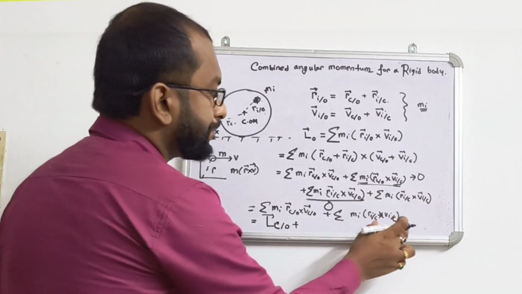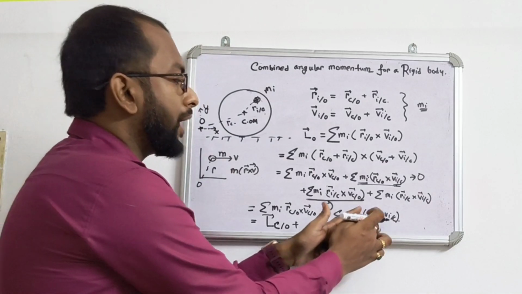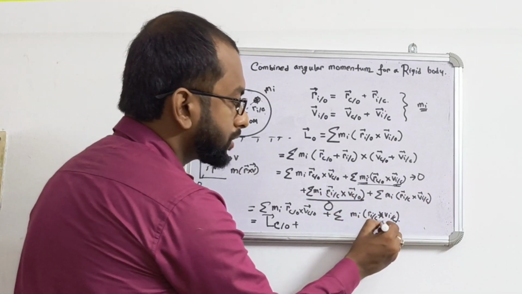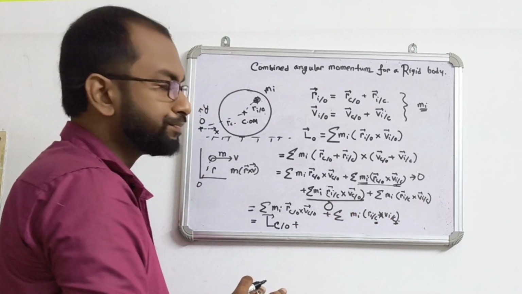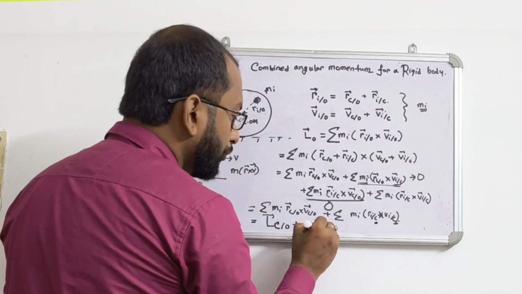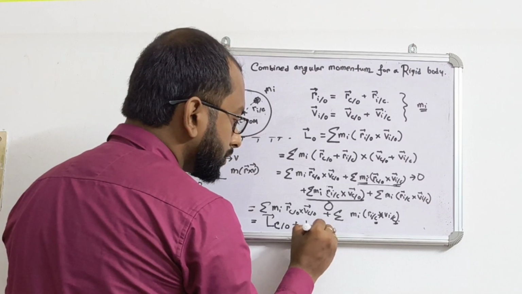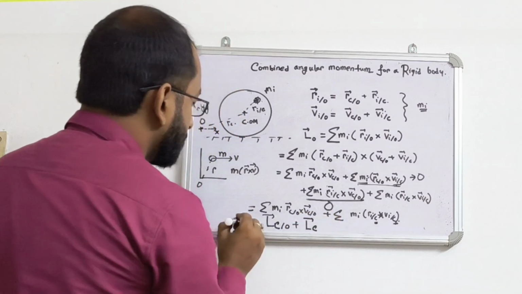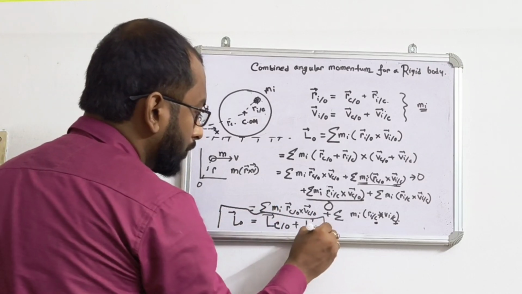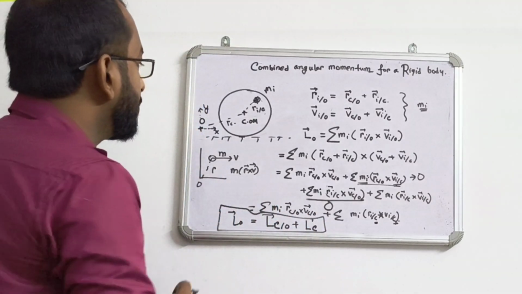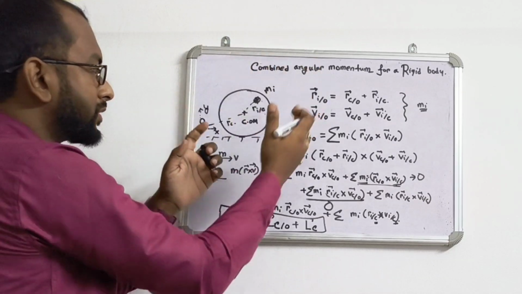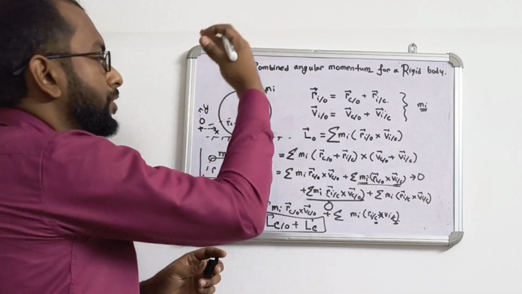Plus, see, this part is the net angular momentum with respect to the center. See, all parts are related to the center of mass. So this we can tell the angular momentum with respect to the center of mass. So see, net angular momentum with respect to one particular point is the summation of the angular momentum of the center of mass plus the angular momentum with respect to the center of mass.